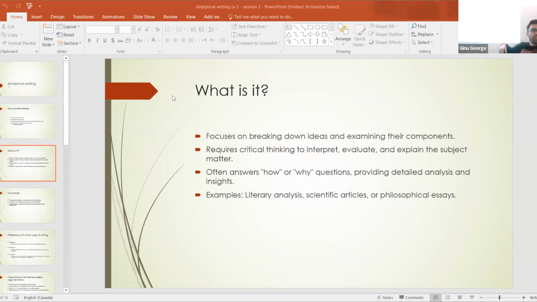And what does it mean to be a good argument, right? Or a bad argument. And then explaining the subject, which is pretty obvious. Often associated with answering how and why questions, okay, by providing detailed analysis and insights. So this idea of like, as you said, detail.